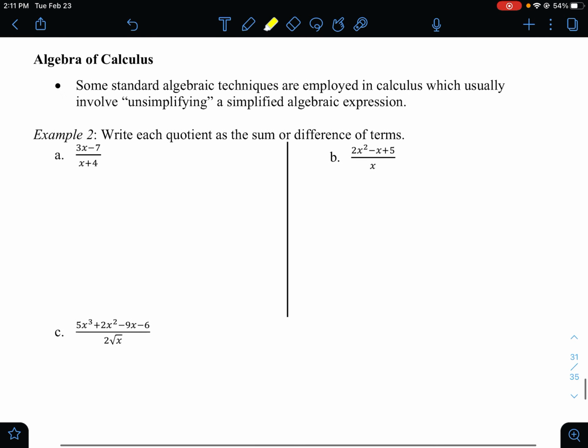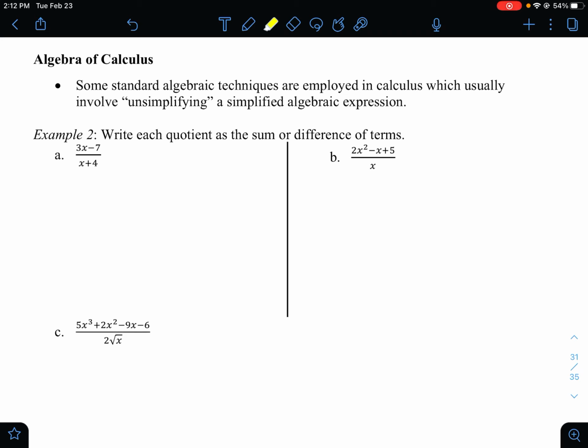In the algebra of calculus, it says some standard algebraic techniques are employed in calculus which usually involve unsimplifying. So it's like working backwards in a way. You've always been told simplify, simplify, simplify, and now I'm saying, okay, well, sometimes it's a little bit easier if we unsimplify things, or we just go to the step before we completely simplified. So that's what we're going to work on here for these 3 problems.